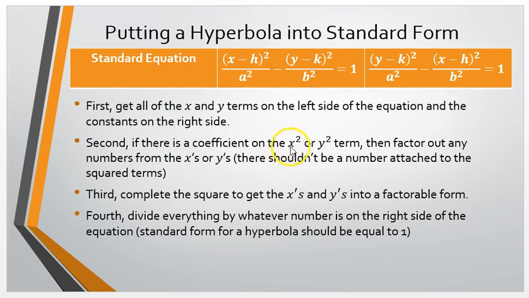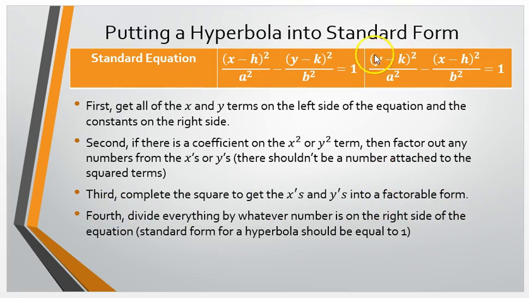Second, make sure you check for any coefficients on the x squared and the y squared terms. There should not be a number attached to x squared or y squared. If there is, then you need to factor it out from all of the x's or from all of the y's, whichever one has a coefficient. There should not be a number attached to those squared terms. Next, you do the completing the square process. This is where you take half of the middle number, square it, and add the number to both sides of the equation. That'll let you get the x's and the y's into a nicely factored form.